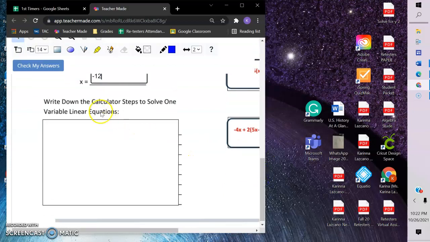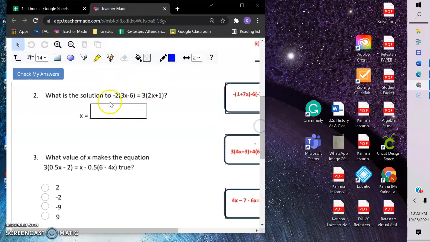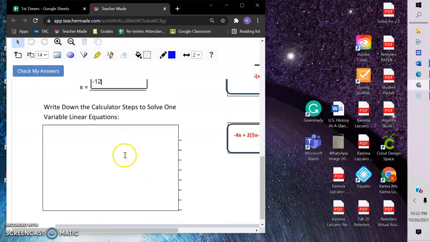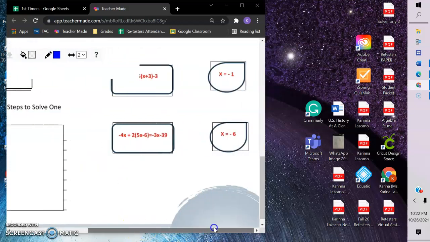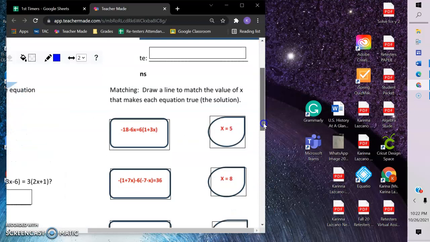Now on this one, it says write down the calculator steps you use to solve. For example, if I were to give you something like this one up here, what would be the steps in order for you to find the solution? So on this one, it's going to be in your own words. Now we're going to go to the matching one. So it says draw a line that matches each value of x to each equation.